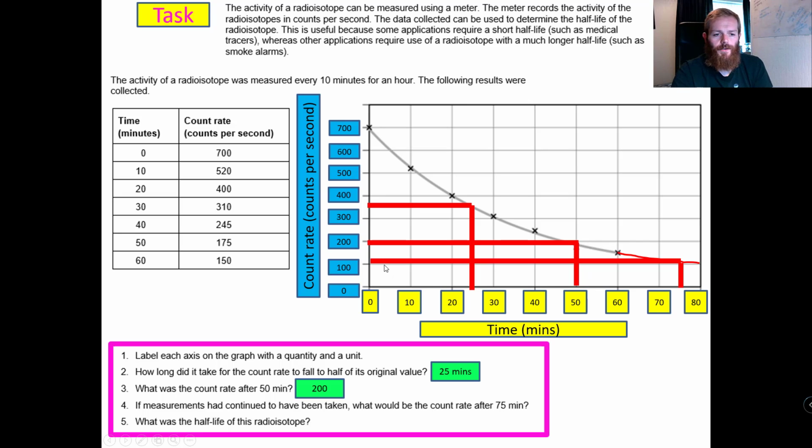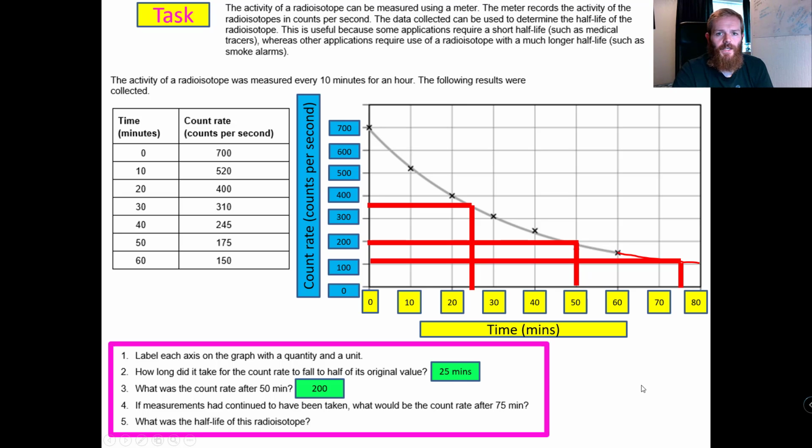Okay, so that's one way you could do it. The other way you could do it is to figure out what its half-life is first. So here it says, what is the half-life of this radioisotope, which I'll give you the answer to in a second. But we've kind of already answered this. It says here that to go from 700 to 350 took 25 minutes. So its half-life is 25 minutes.